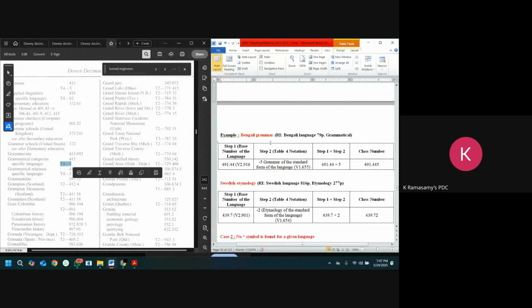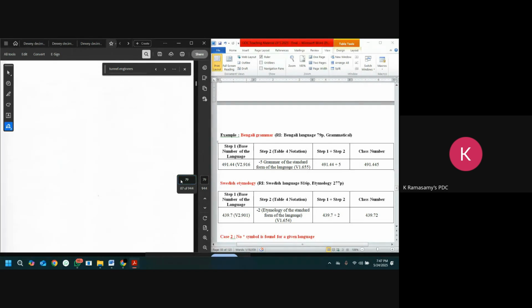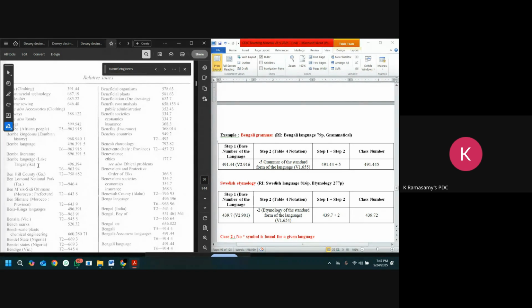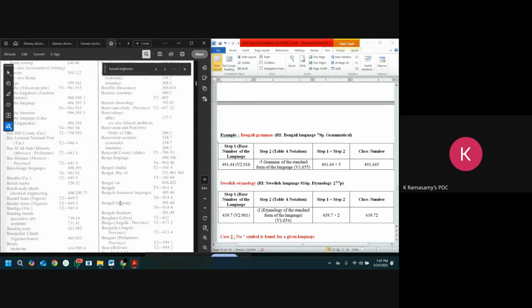What about Bengali grammar? I should know the number for Bengali language. I go to the relative index and search for Bengali. It's a Bengali language, 491.44. 491.44 is the Bengali language. It is in 400 to 490, the base number. Here there is no zero, so you need not remove any zero. Only for those cases, 410, 420, 430, 440, the last zero is to be cut. Otherwise, the numbers can be used as such.